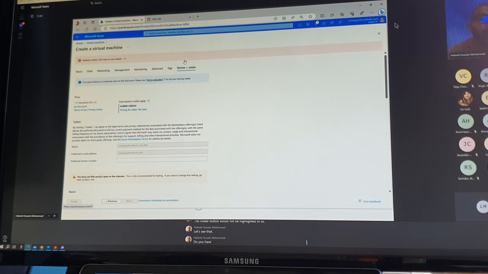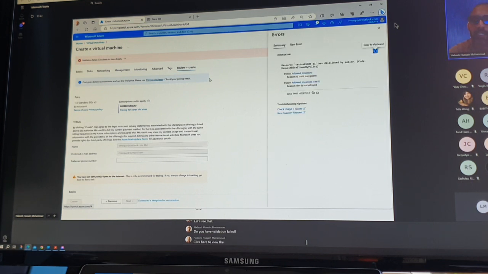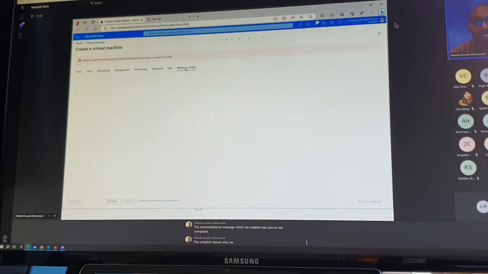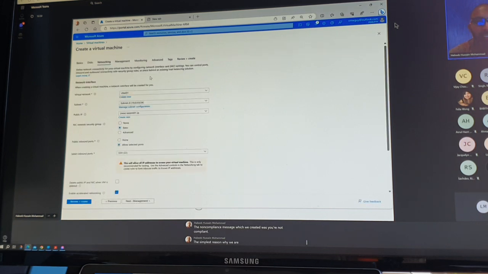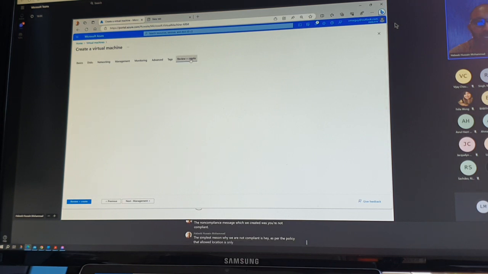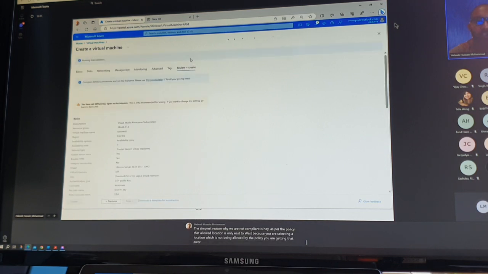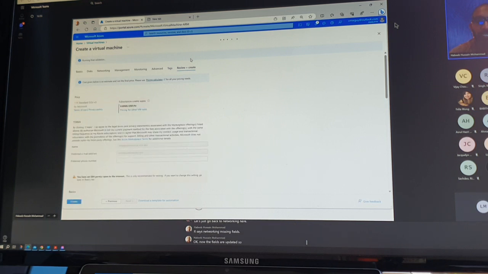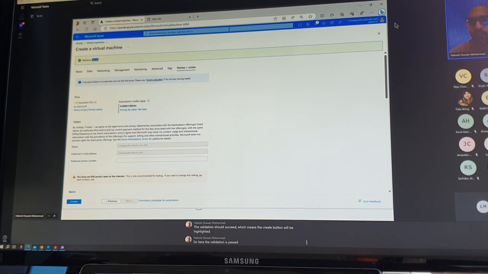Here, validation failed. Click here to view details. The non-compliance message which we created was you're not compliant. The simplest reason is that by the policy, you are getting that error. Let's just go back to networking here. It says networking missing fields. Okay, now the fields are updated. So now there should not be any error. The validation should succeed, which means the create button will be highlighted. See here, the validation is passed. So this is what we have tested yesterday.